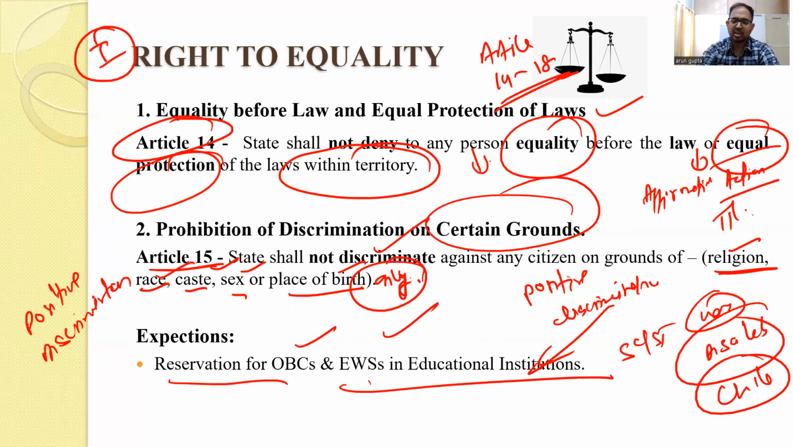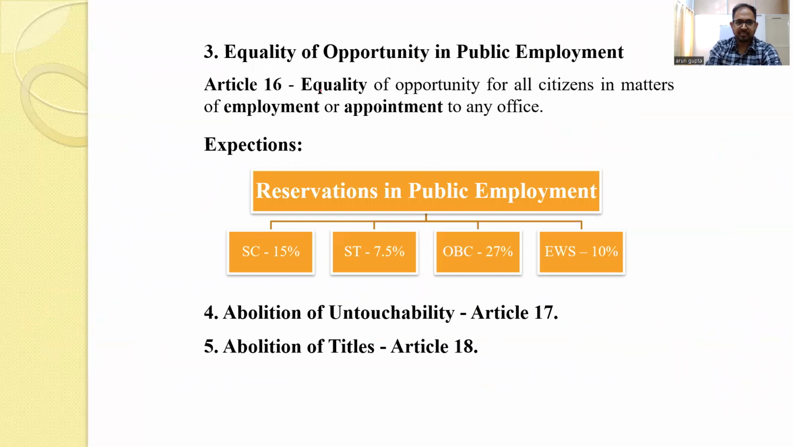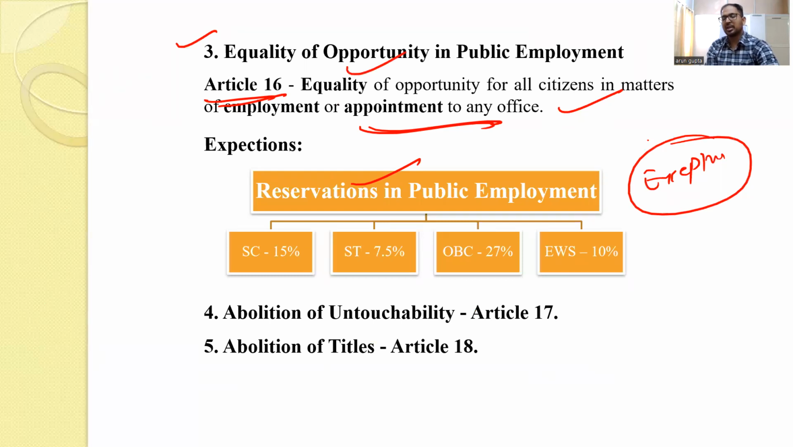Moving ahead, the third part, Article 16, is equality of opportunity in public employment. Equality of opportunity for all citizens in matters of employment and appointment to any office. Again, reservation is an exception. Apart from that, all are equal. That means affirmative action is not denied by the Constitution. The state can take affirmative action to uplift the poor and the socially, economically, and educationally backward. For example, the recent economically weaker sections 10% reservation.